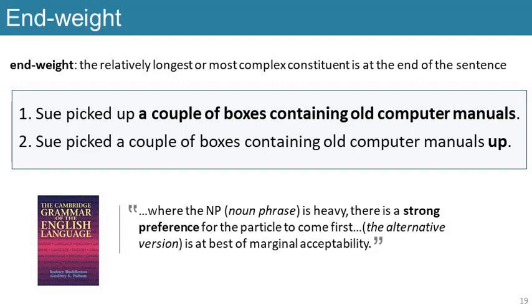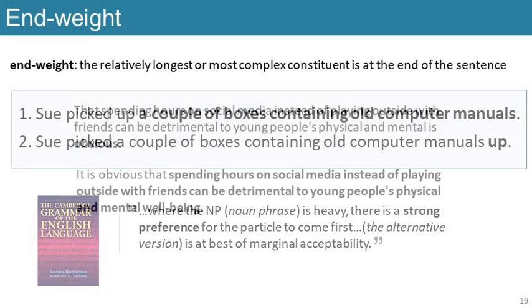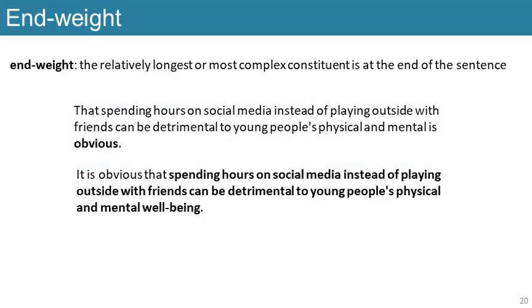Sentence 1. Sue picked up a couple of boxes containing old computer manuals. Sentence 2. Sue picked a couple of boxes containing old computer manuals up. The CGEL talks about the strong preference for the first version, which ends with a lengthy and complex noun phrase. Consider a further example. The first sentence above has a very weighty subject and ends with a very light complement. This requires the reader to keep a large amount of information in her head before coming to the very short comment on the subject.